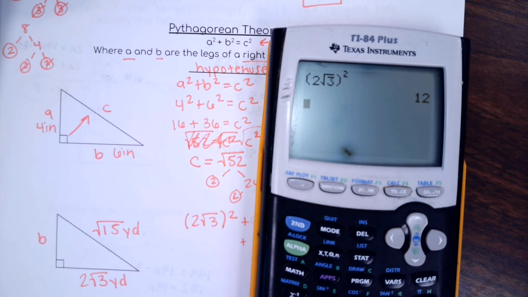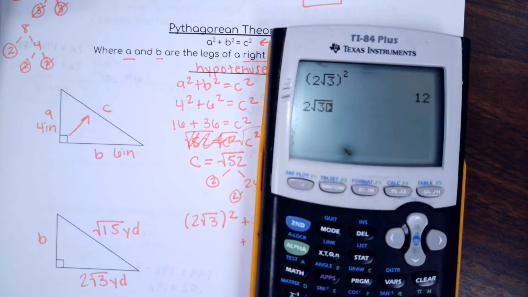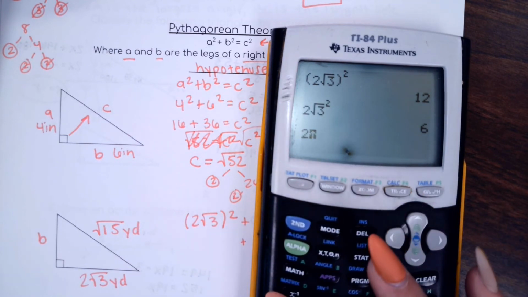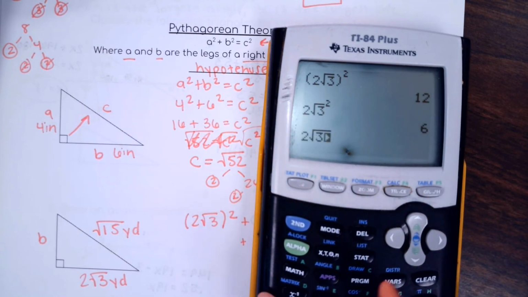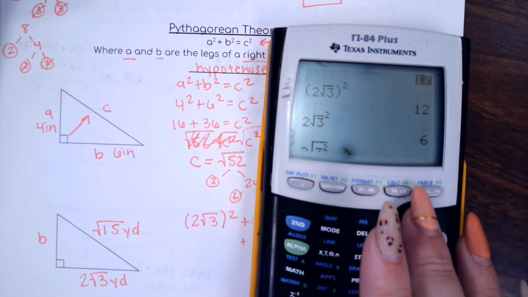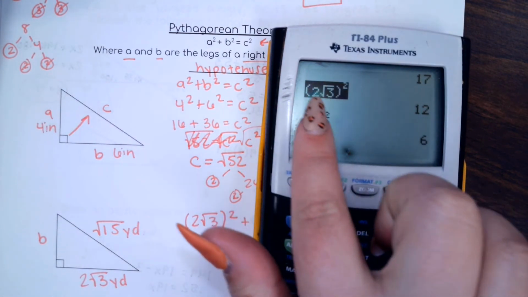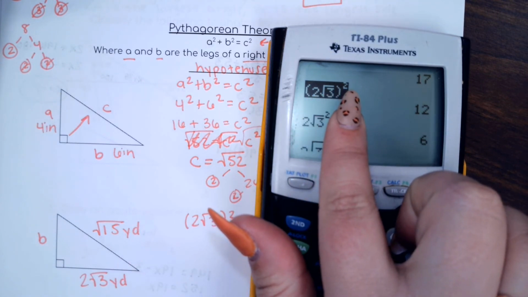12. Now, let's see what happens if we do not put in parentheses at all. So 2 square root of 3 squared without the parentheses gives us 6. Or if we do 2 root 3 squared, that also gives us 6. 6 is not the right answer. This first expression is what we want. We want all of 2 root 3 that squared, and we should get 12.